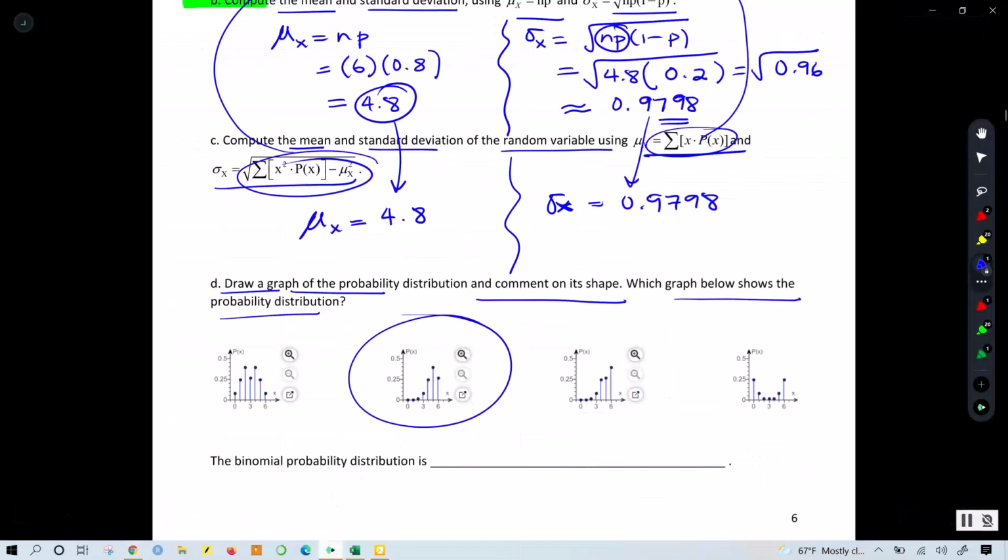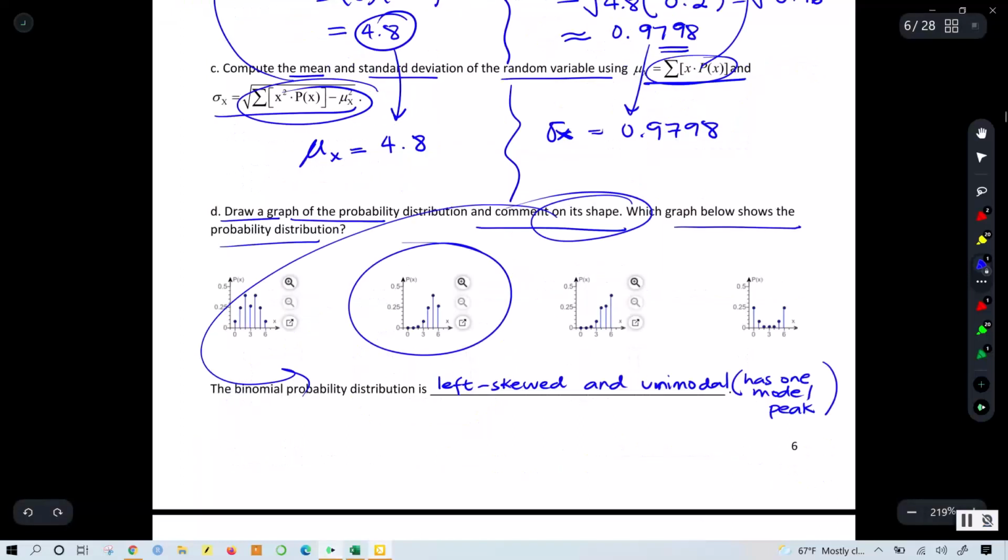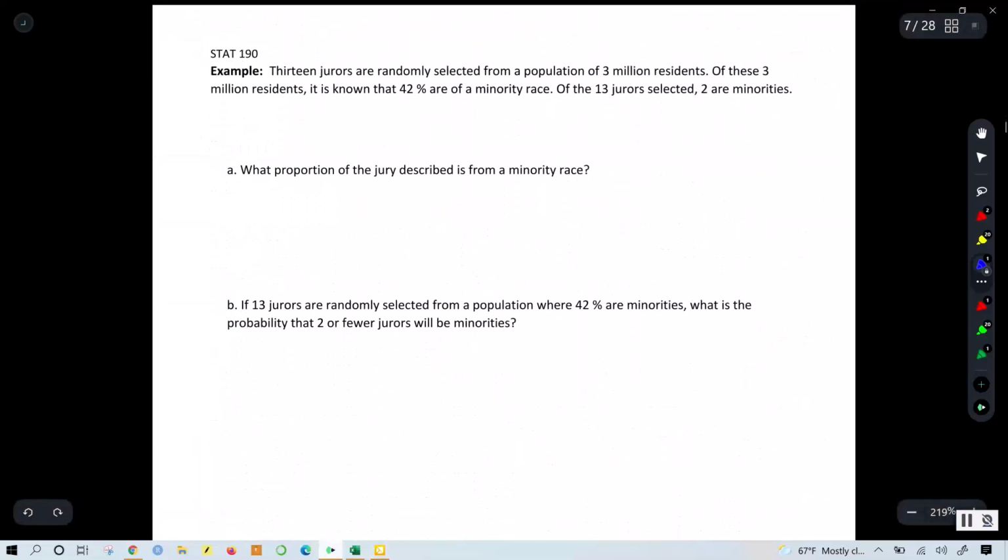And in this case, we can say that the binomial probability distribution shape-wise is left skewed. It's left skewed and unimodal. Unimodal, as you recall, from chapter 2 or 3, means it has one mode. That is one mode or peak. With that question completed, we proceed to the next example.